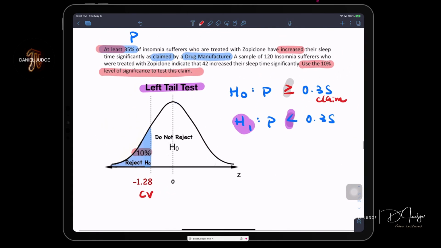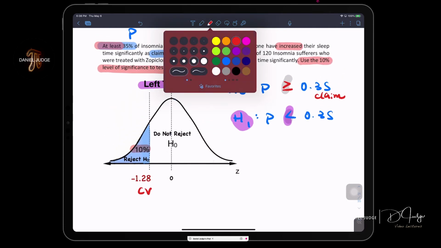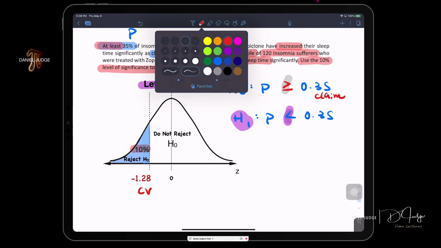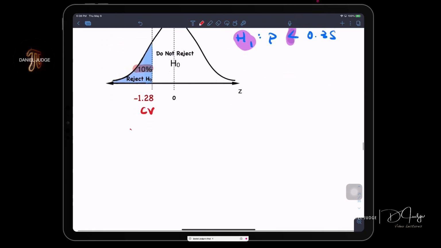So this is my decision rule, ladies and gentlemen, negative 1.28. The next portion is going to take the sample. It says a sample of 120 insomnia sufferers who were treated with this zopiclone indicate that 42 increased their sleep time. So we have a sample size of 120 with 42 successes. This is the X and this is N. So I write that down.